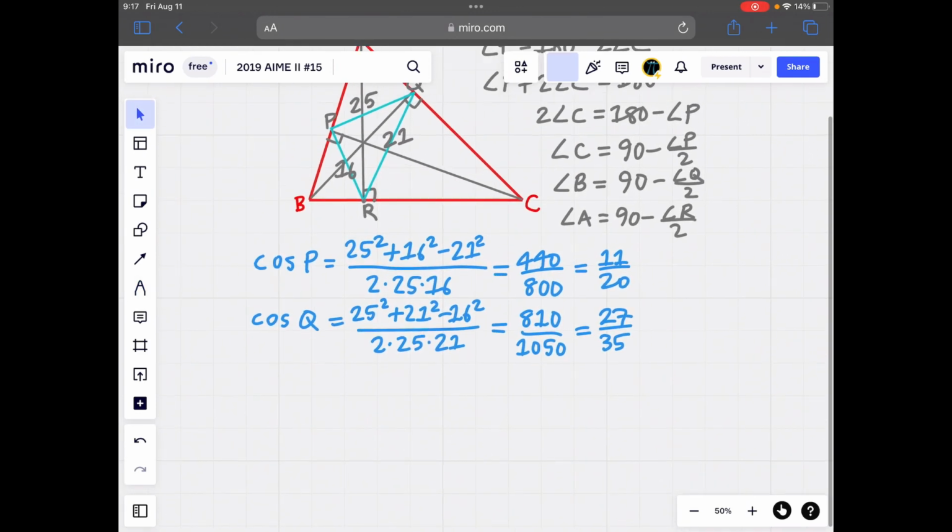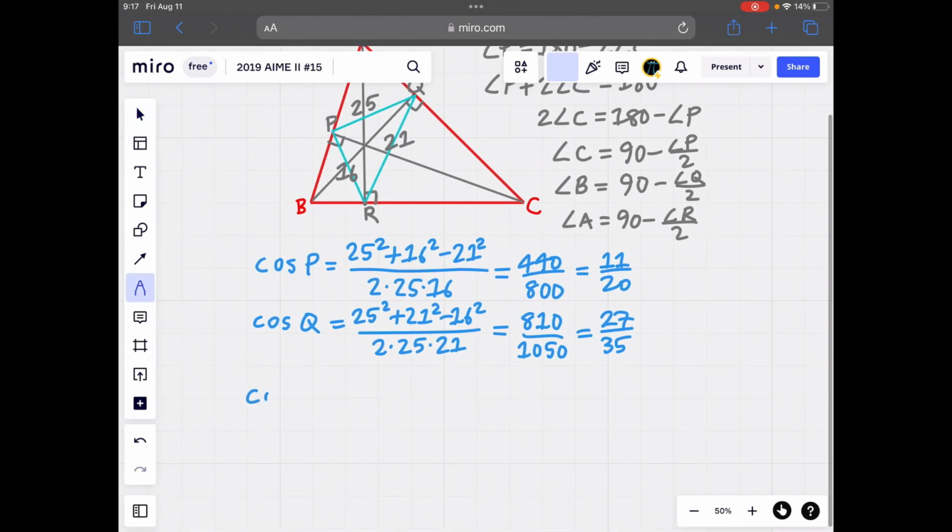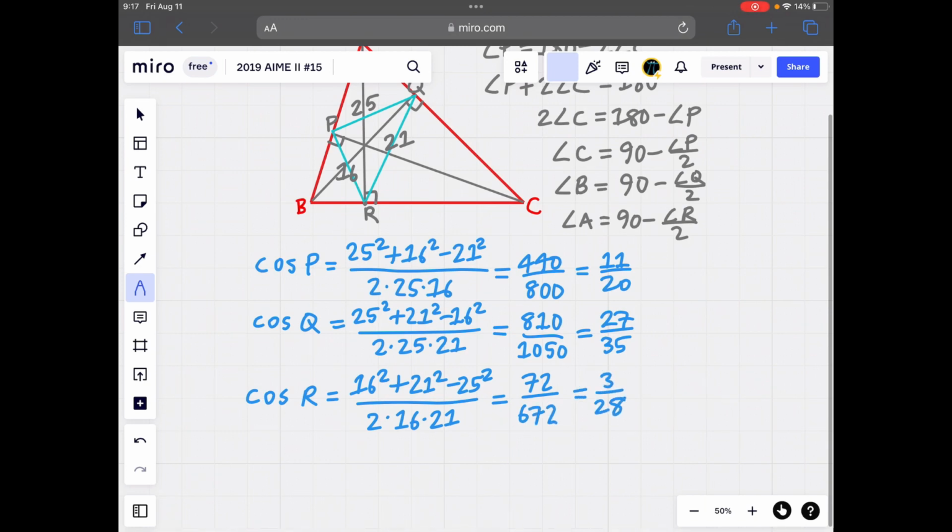And now for cosine R, well, cosine R is equal to 16 squared plus 21 squared minus 25 squared over 2 times 16 times 21. And that's equal to 256 plus 441, which is 697, minus 625, and that's 72, over 2 times 336, which is 672. 72 over 672, that's 3 over 28. So now we found all three angles of triangle PQR.